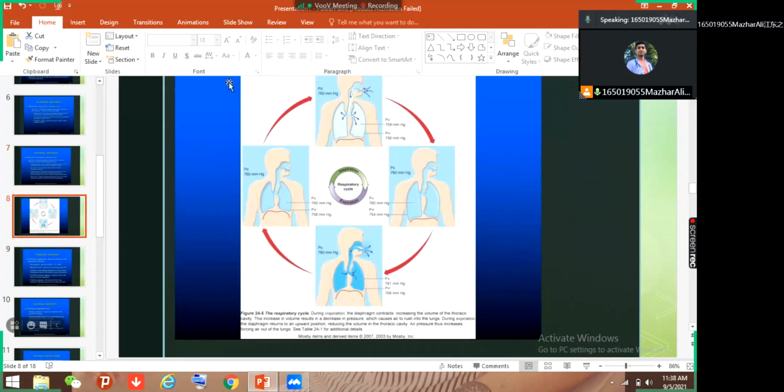Now I am talking about the normal respiratory cycle: how inspiration expands the lungs and the diaphragm becomes flat, and secondly, how it maintains its pressure. Then how expiration happens. Here you see the diaphragm become flat, and here the diaphragm returns to its normal dome shape. And now this part of the respiratory cycle is completed.